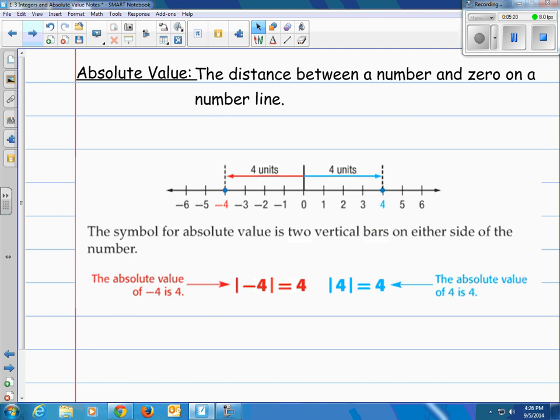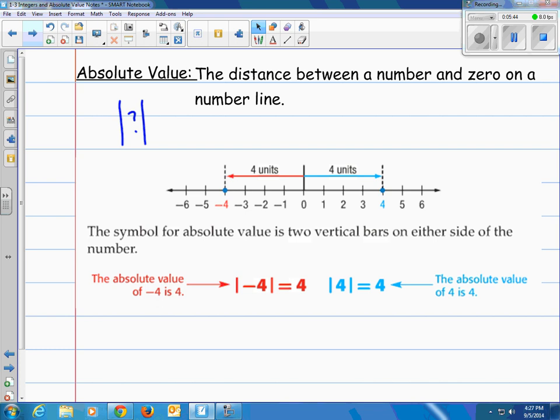The distance. And distance is always positive. You're either at some location or you're so many feet, yards, miles, units, whatever it is, away. So distance is always positive. The absolute value, the symbol for it, are two bars. And then they'll put things in the middle, inside here. And what they're asking is how far away is whatever's inside there from zero.